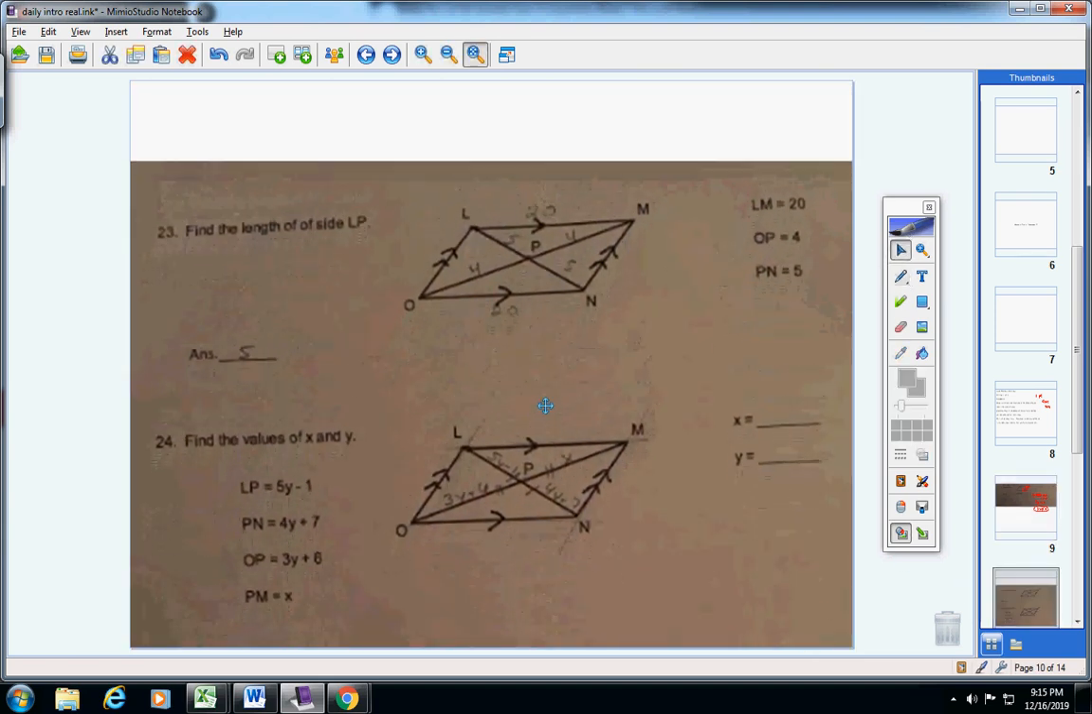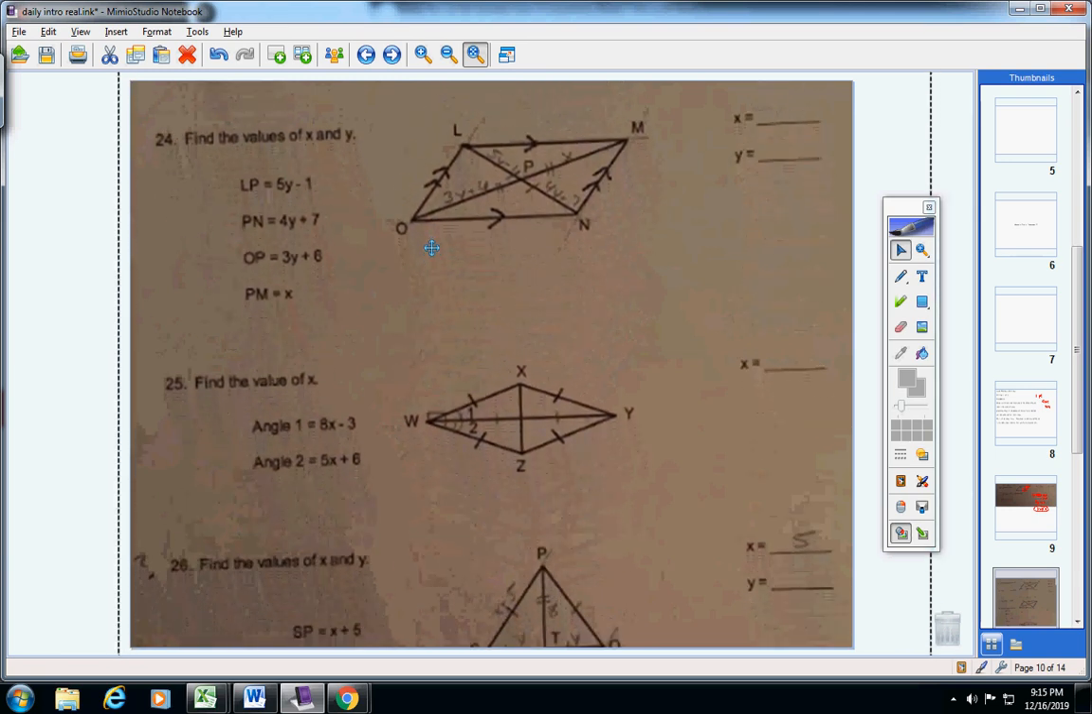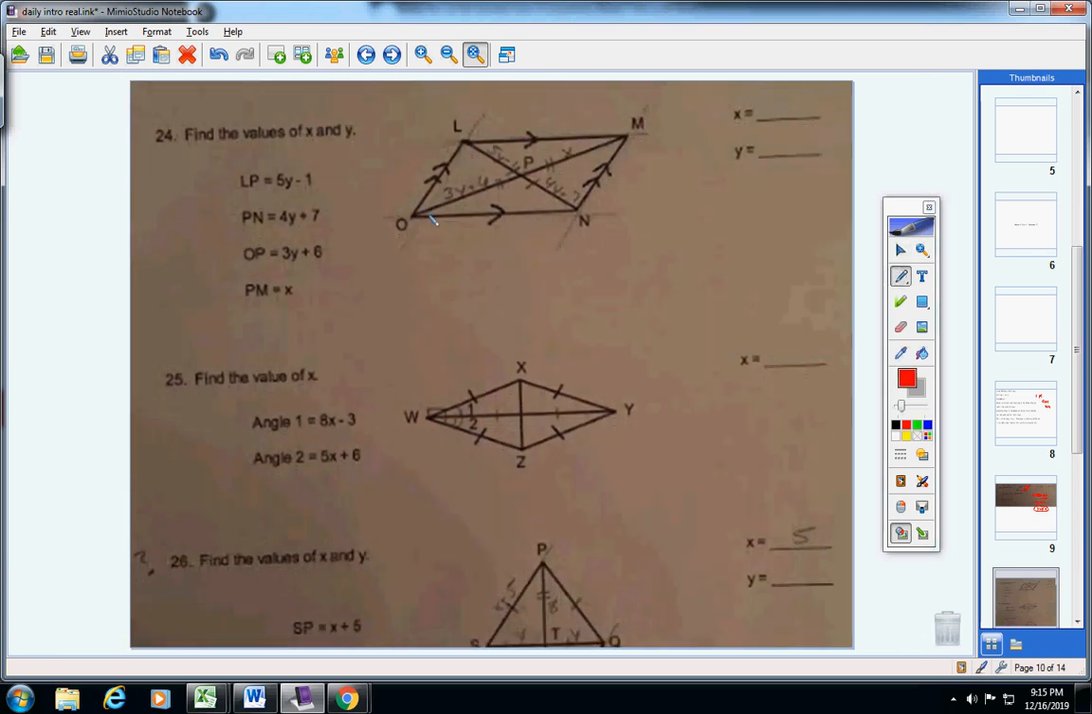Now, okay, this one here is fine. Let's look at 24 here. Okay, now watch this, Macy. Okay, now LP right here is this. Okay, PN is this. Now look, we know we have a parallelogram because this side is parallel to this side and this side is parallel to this side. So remember, if you have a parallelogram, then we always know that the diagonals bisect each other. Okay, so that means this segment's congruent to this segment, and this segment is congruent to this segment.